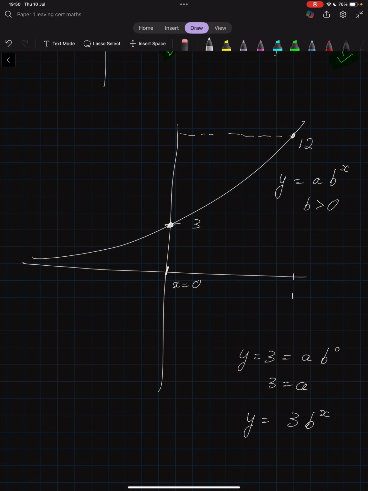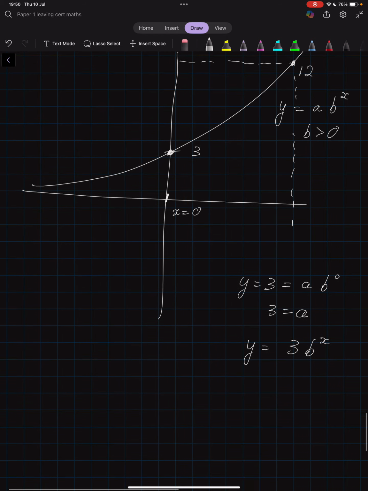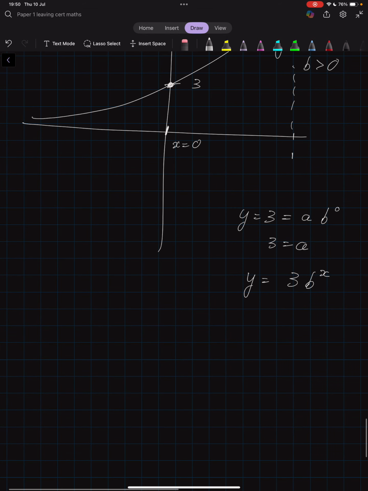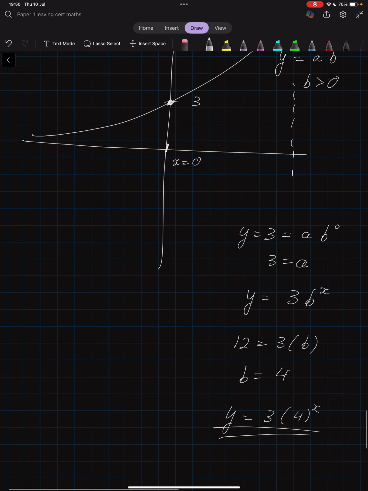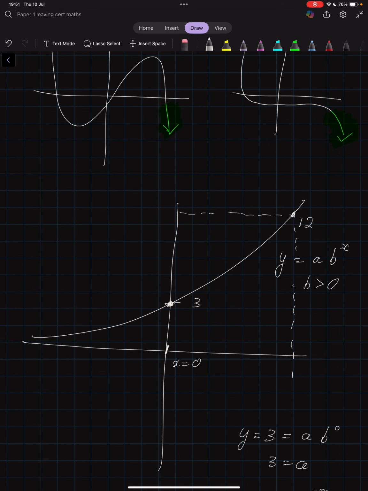We also know that if I plug in 1, I have to get 12. So 12 is equal to 3 times b to the power of 1, which is just b. So in this case, b is equal to 12 divided by 3, which is 4. So y is 3, 4 to the power of x. So that would be this graph here. Okay? So not too bad, just using your information from the graph and just plugging back in. Okay?